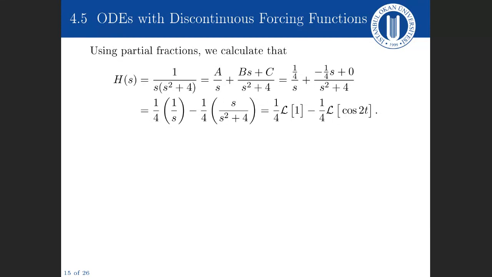Here is the calculation to find small h. I use partial fractions, and again, I leave this for you to check, to find this is 1/4 times 1 over s, minus 1/4 times s over s squared plus 4. And then I use my table of elementary Laplace transforms to see that this is the same as 1/4 Laplace transform of 1 minus 1/4 Laplace transform of cos 2t.